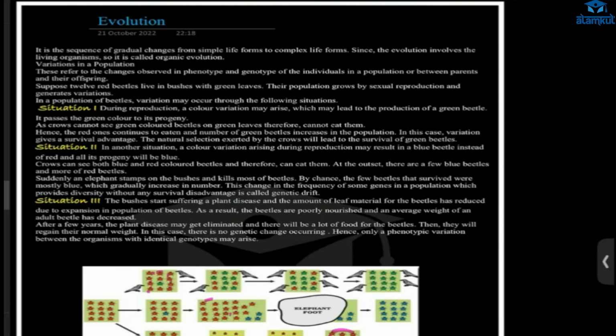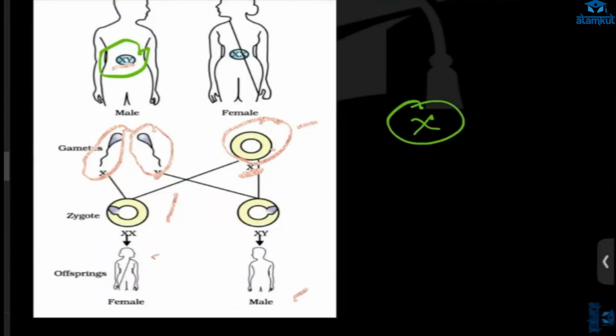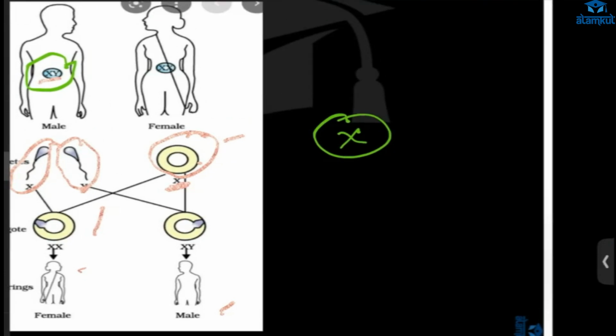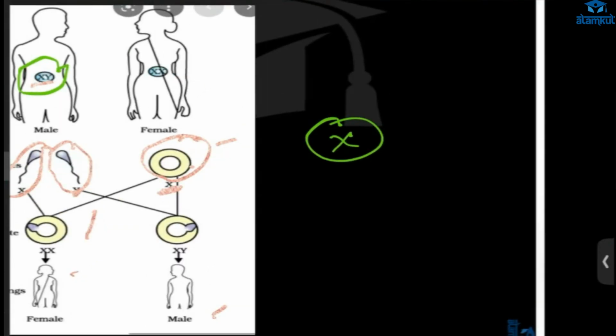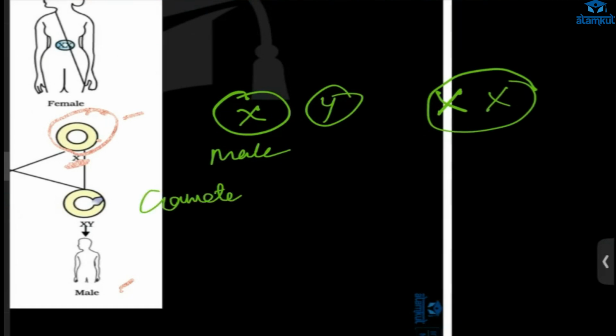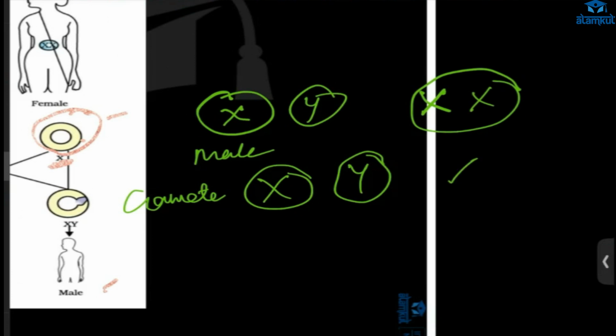Before that, you have to know sex determination. I think this one is easy. A male has two types of chromosome, X and Y, and a female always has XX. So in the gametes, what types come? X and Y from the male, and only X from the female.